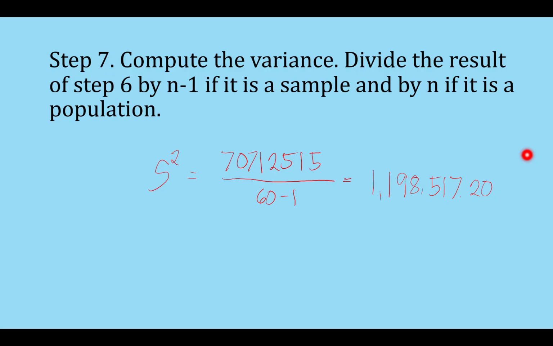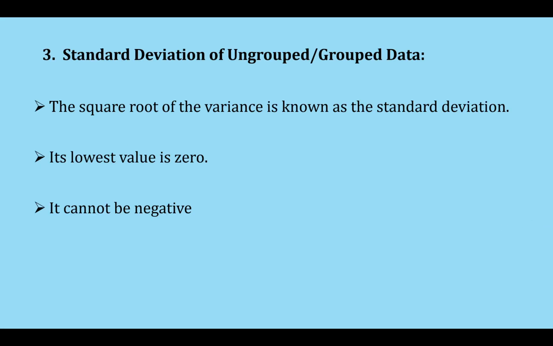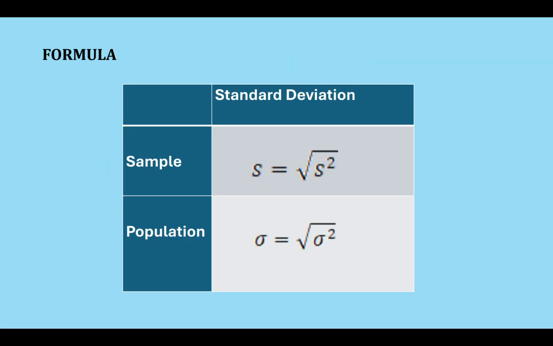Okay. So next we go to the last measure of dispersion, which is our standard deviation. So the standard deviation of both ungrouped and grouped data is just the square root of the variance. Its lowest value is 0 and it cannot be negative. So once we have our variance, we simply take the square root in order to find our standard deviation. Okay, so the formula for a sample and for a population are both similar. So it's just the square root of the variance.